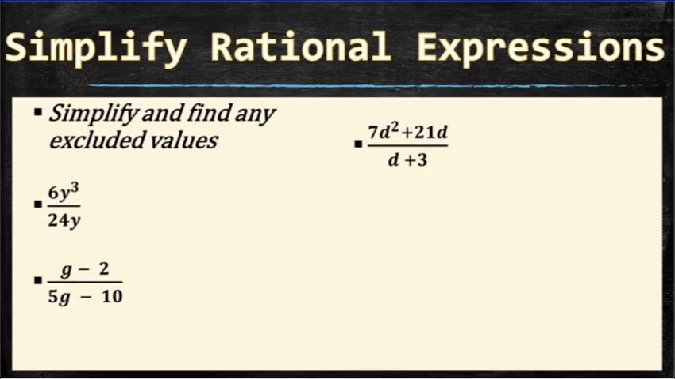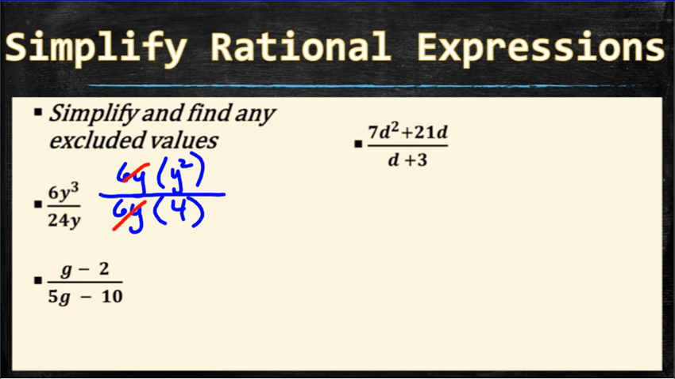Other problems here. We got 6y cubed divided by 24y. The greatest common factor of 6 and 24 is 6. The greatest y I can take out of both the numerator and the denominator is 1y. So 6y cubed divided by 6y is y squared. In the denominator, I can take a 6y out. 24y divided by 6y is just 4. And my 6y's cancel each other off, or they give you 1. So I'm left with y squared over 4.